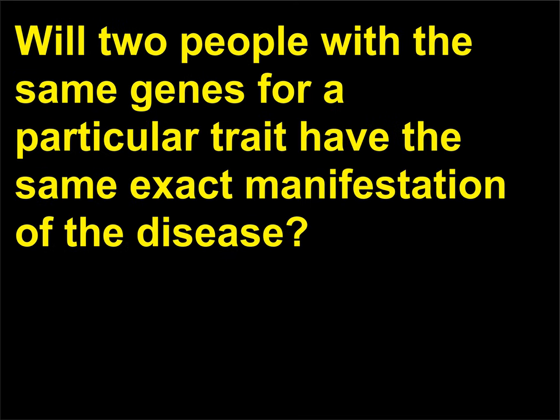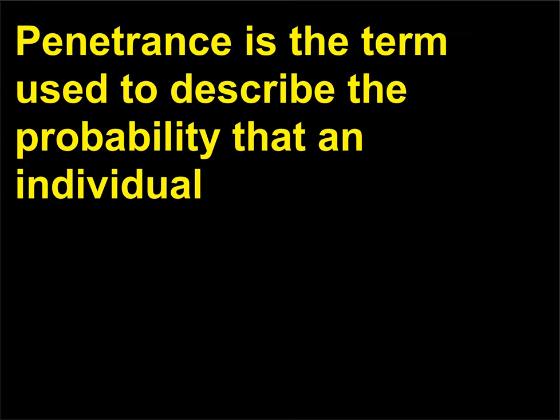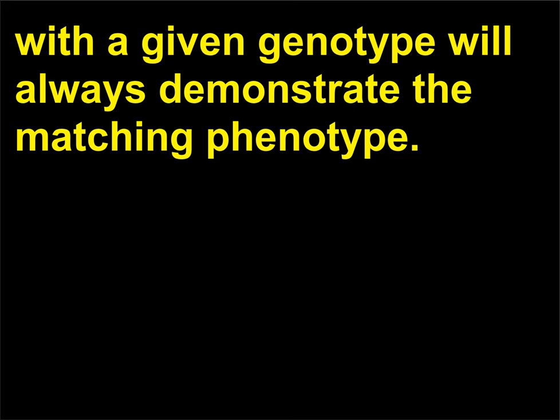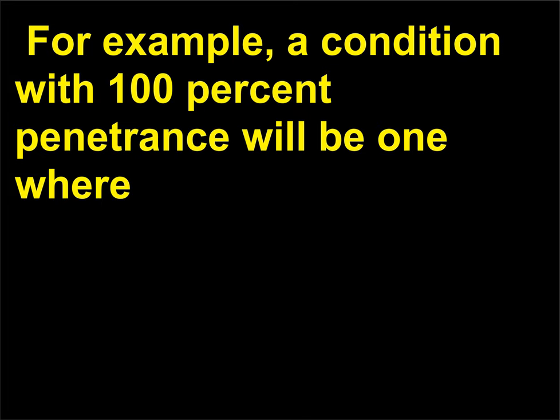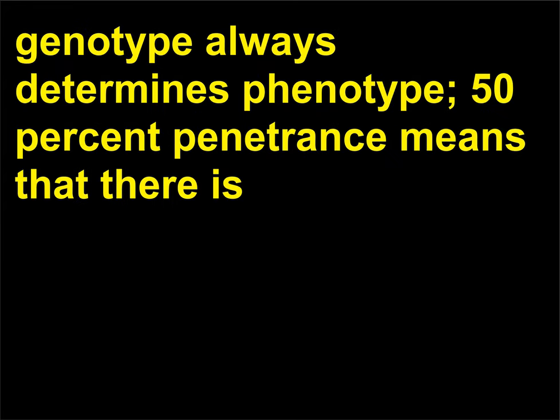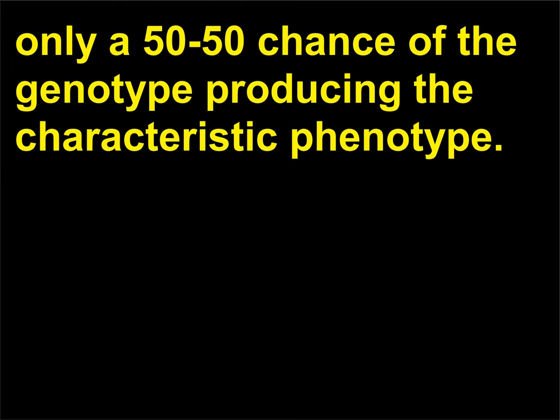Will two people with the same genes for a particular trait have the same exact manifestation of the disease? Penetrance is the term used to describe the probability that an individual with a given genotype will always demonstrate the matching phenotype. For example, a condition with 100% penetrance will be one where genotype always determines phenotype. 50% penetrance means that there is only a 50-50 chance of the genotype producing the characteristic phenotype.